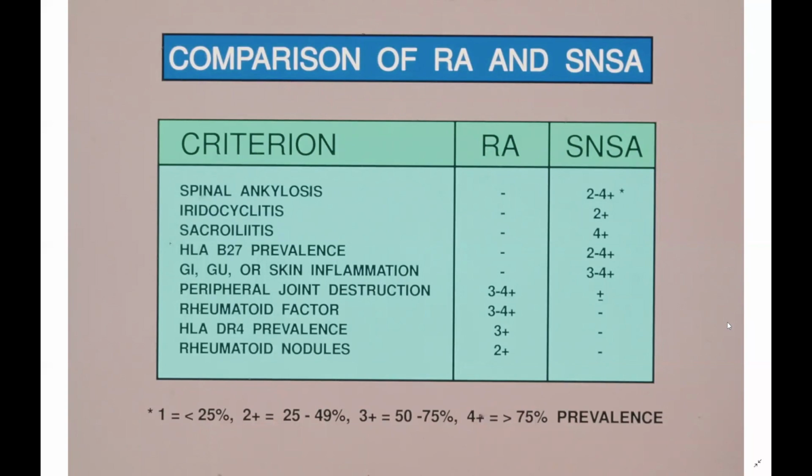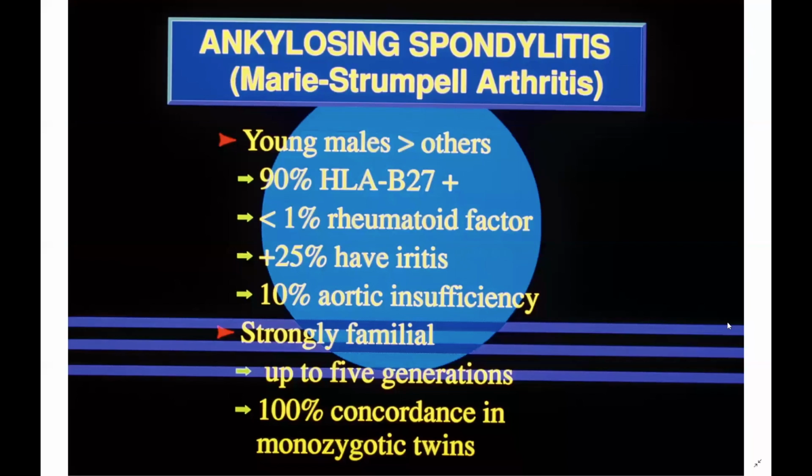Now here's a comparison of rheumatoid arthritis with the so-called seronegative spondyloarthropathies. They're called seronegative because they don't have rheumatoid factor. I just think they're now called spondyloarthropathies. But the classic one is ankylosing spondylitis or Marie Strumpell arthritis. Affects young males predominantly. 90% are positive for HLA-B27. Some non-Europeans that have it are positive for B7.